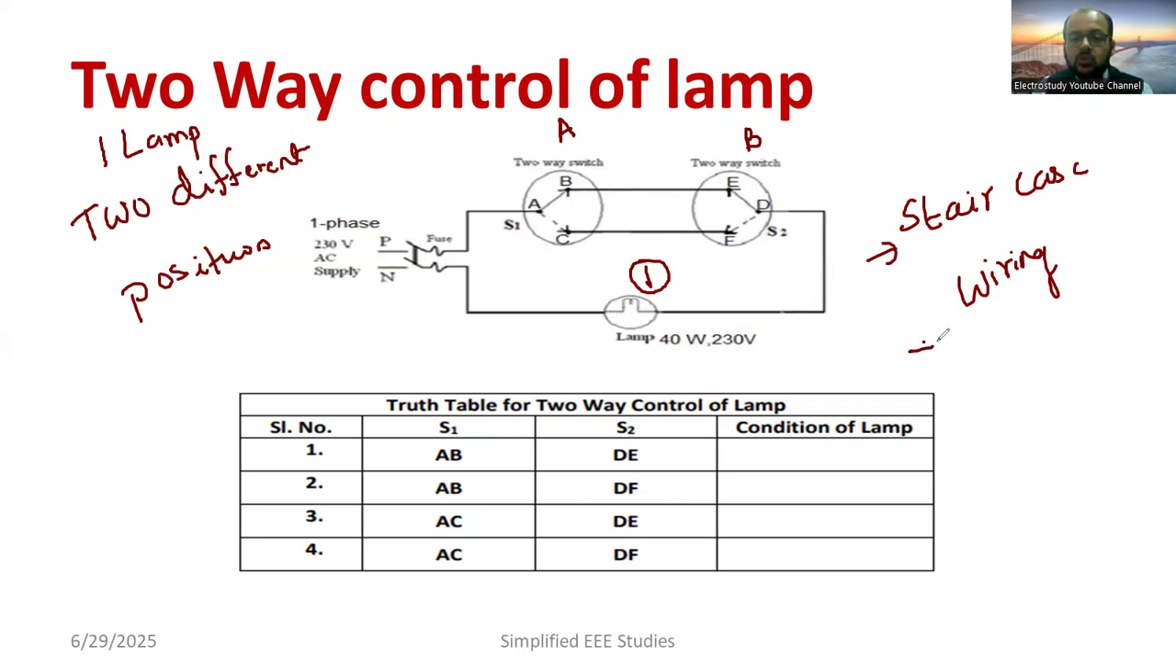It is also suitable for a bedroom. As soon as I enter the bedroom, I turn on the lamp. When I'm going to sleep, what will I do? Before sleeping, I will turn it off. So one lamp is controlled by using two switches at different positions. This concept is known as two-way control of lamp. I hope you understood.